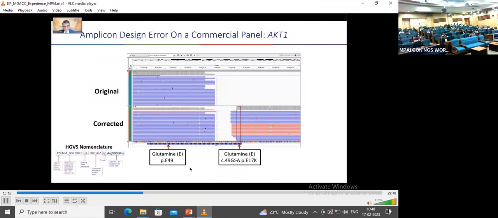At the same time, we noted that there are some important gaps in some of the commercially available panels. For example, when you look at this AKT1 amplicon based panel, on the top is the original coverage, where instead of amino acid codon 17 being covered, the coverage was placed on codon 49, perhaps because of the c.49 designation. When we noted this, we went back to the manufacturer, they immediately corrected it, and we got the coverage back on the region that was needed.